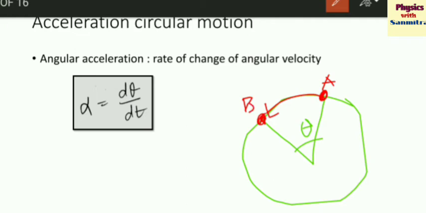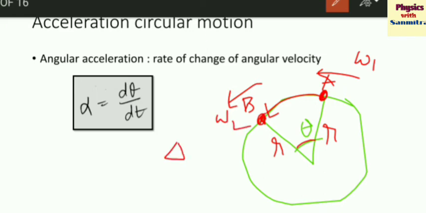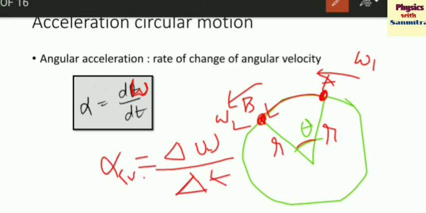This is r. Now when it was at A, it was at omega 1, and now it is at B, it is at omega 2. Now I can say this rate of omega 2 minus omega 1 is del omega. My mistake, correction: this is del omega, d omega by dt. This is del omega by the time taken, del t. This is the average angular acceleration.